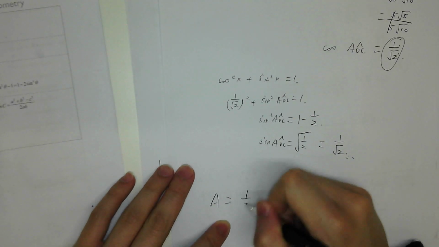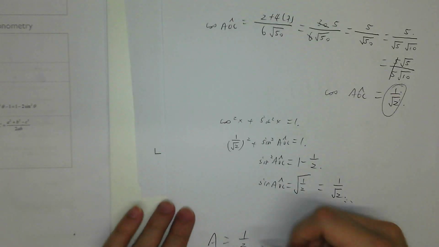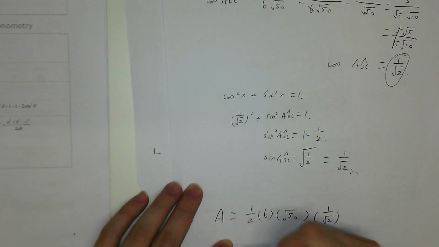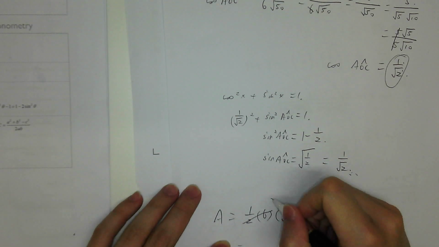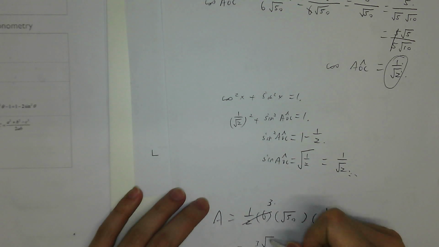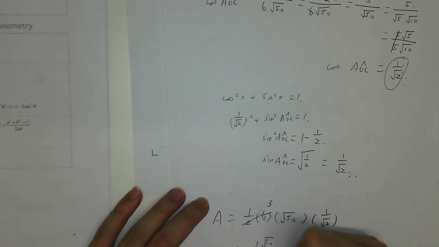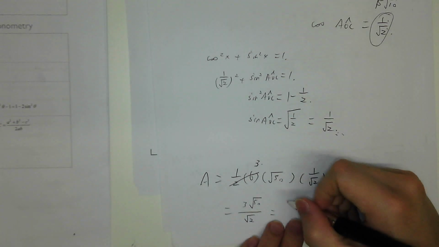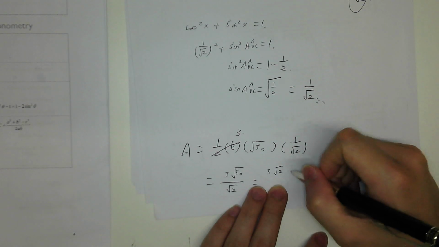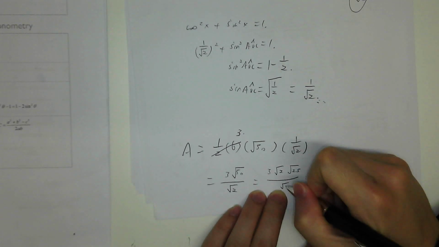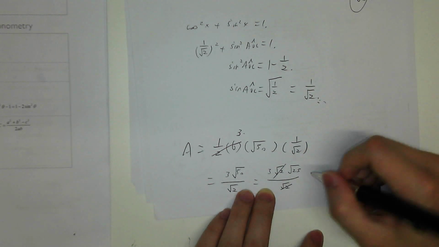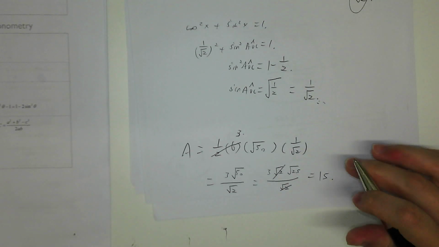Now we can replace this sine by 1 over root 2. So area is 1 over 2 times 6 times root 50 times 1 over root 2. So that cancels out: 6 divided by 2 is 3. So 3 root 50 divided by root 2. Let's simplify it. Root 50 is root 2 times root 25, and cancel out the root 2. Root 25 is 5, times 3 is 15. So the area is 15.